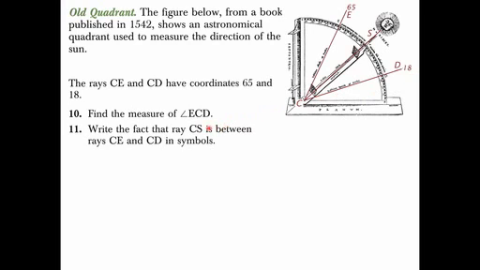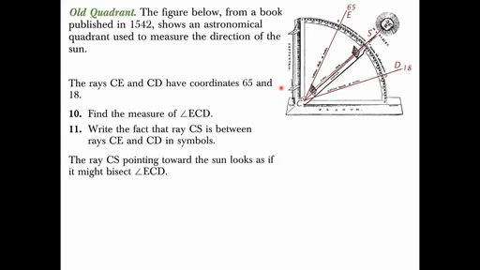A review of the symbolism. How do you write the fact that CS is between CE and CD? CS is pointing toward the sun. It looks like it might bisect ECD. ECD, you see that one here? It looks like it might have bisected it or divided it into two equal parts.